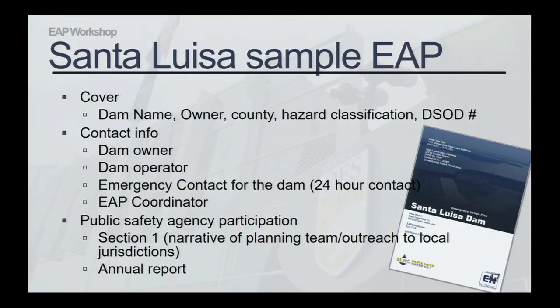And in here, you also see a really great example of how to document public safety agency or stakeholder participation. I mentioned you could use an agenda. You could also do something like is on page 2 in the sample EAP. Here it says that the coordinator worked with a core planning team to develop this plan. Key participants included the Santa Luisa Office of Emergency Services, the Santa Luisa County Sheriff's Department, and the Santa Luisa County Fire Department. The National Weather Service and city officials were also contacted for their input. So right there we have proof and documentation that the Santa Luisa Dam worked with their stakeholders, took that information, and incorporated it into the document. That's here for you online as well as a hard copy. It's a great example for you to work from.